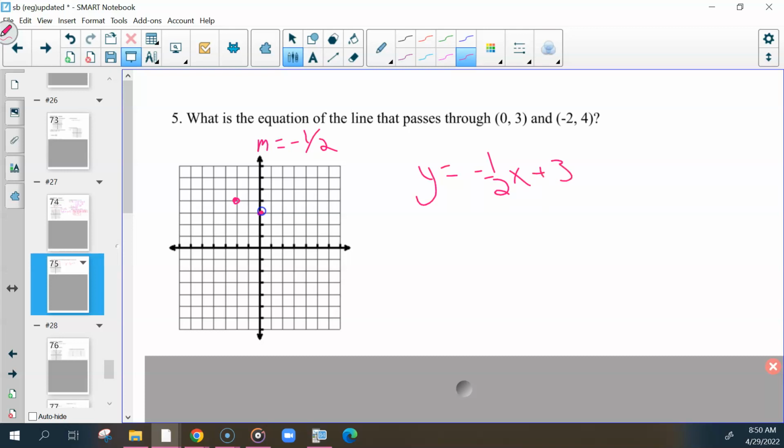You could have also found your slope algebraically and then realized that they gave you your y-intercept and put that in. You could have also put in one of the points into your point-slope formula and used that to find your equation. Any of those would have worked. Questions on that one?